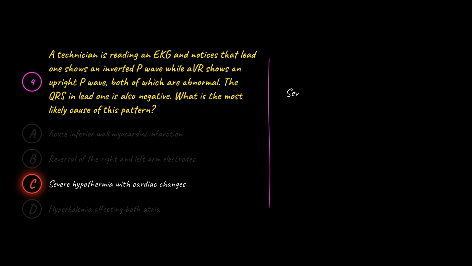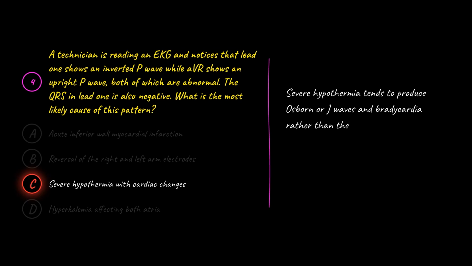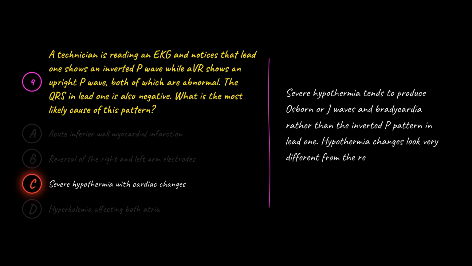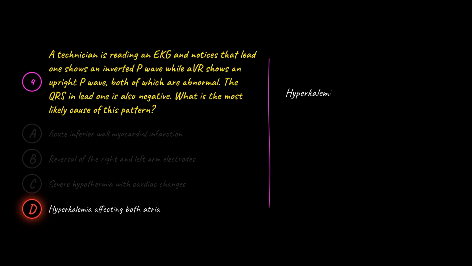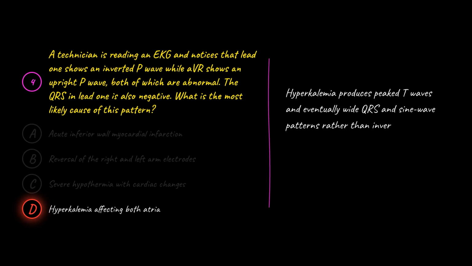C is wrong because severe hypothermia tends to produce Osborne or J waves and bradycardia rather than the inverted P pattern in lead 1. Hypothermia changes look very different from the reversal pattern described in the scenario. D is wrong because hyperkalemia produces peaked T waves and eventually wide QRS and sine wave patterns rather than inverted P waves in lead 1. The hyperkalemia pattern affects different waveforms than the ones described here.